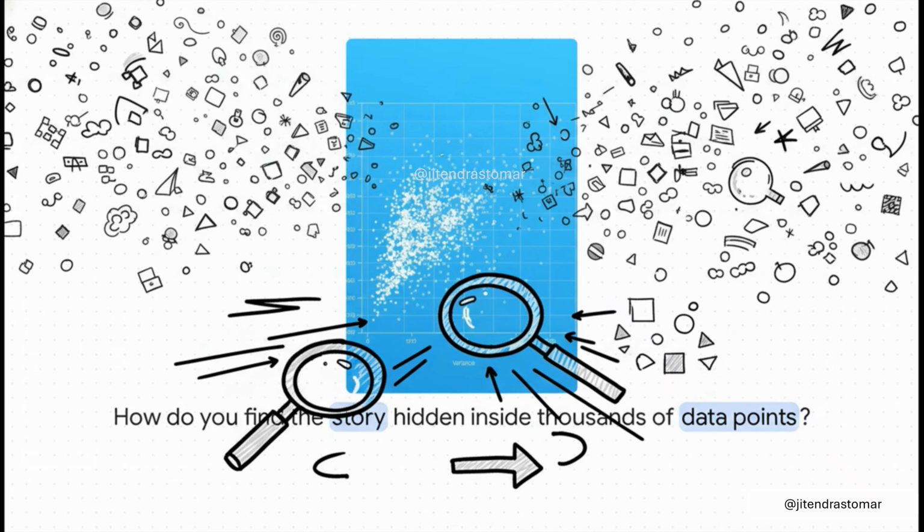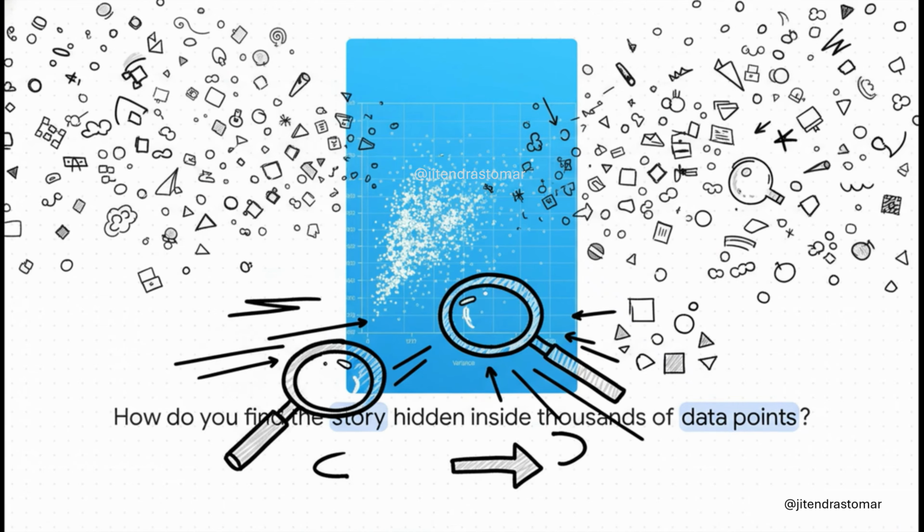I mean, look at this. When you're staring at thousands of data points, it's pretty much impossible to see what's really happening. It's just noise. Descriptive statistics are basically our toolkit. Think of them as a set of magnifying glasses and highlighters that let us zoom in, find the patterns, and pull out the one simple story that actually matters.